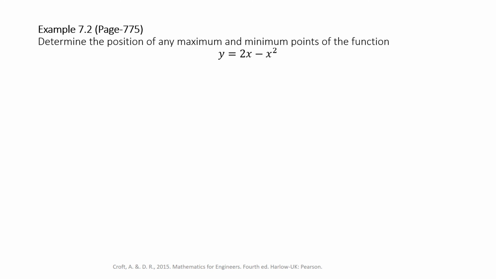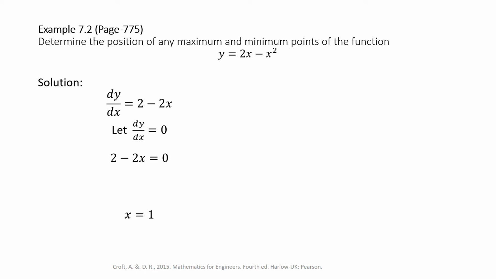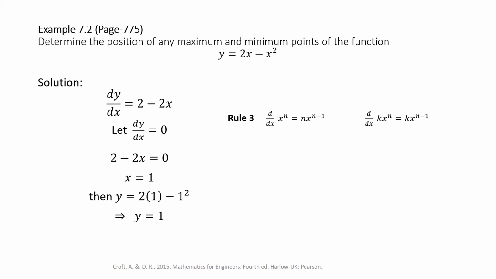Now example 7.2, the same situation. First we take the derivative, then set it to 0 and solve it, the x value is 1, and then y equals 1. So the point is (1, 1), and we are going to study the behavior of the derivative at this point, before this and after this. We use rule 3 for our derivative, and again (1, 1) is the point, x is 1 we found and y is 1.